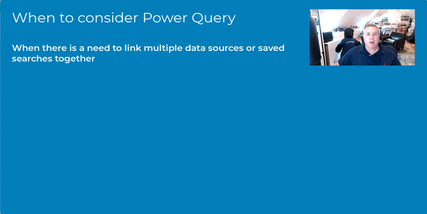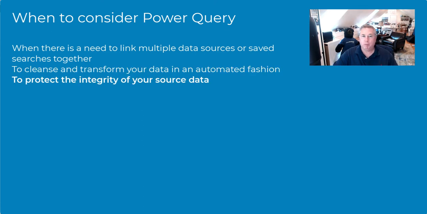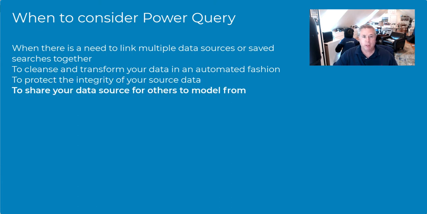Now, there's a few times when I would recommend using Power Query and Power Pivot. So one would be when you needed to link multiple data sources or saved searches together. In the Excel world, in order to do this, you would create a VLOOKUP and then bring in values from other tables, increasing the size of a workbook, slowing things down. With Power Query, it's really easy to link those together based on common key fields. If you need to automate the cleansing and data transformation, you can do this as well. You'd also use it if you want to protect the integrity of your source data and keep it separate from the analysis. It's a real easy way to share your data source with others.